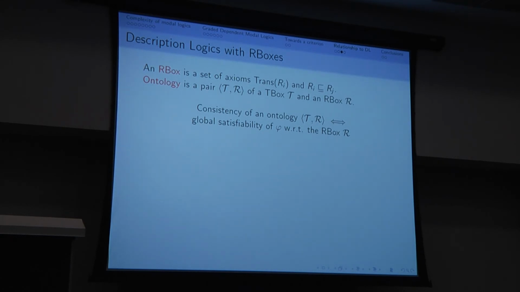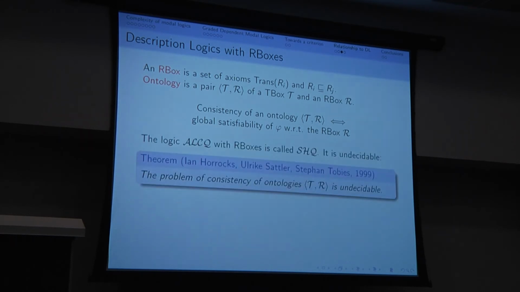And it was noticed quite earlier that if we combine this logic LCQ, shown on the previous slide, with RBoxes, this logic is called SHQ, it yields undecidability. However, in the original proof of Horrocks, Sattler, and Tobies, there were 8 relations. 4 of them are transitive, and 4 are not, and some inclusions between them. So we have strengthened their results to the case of 3 modalities.